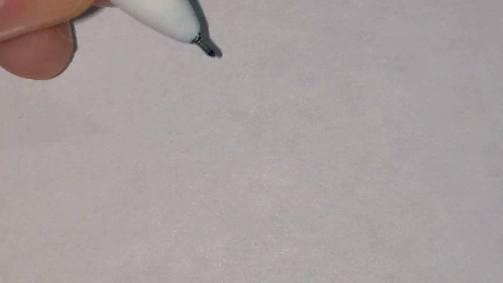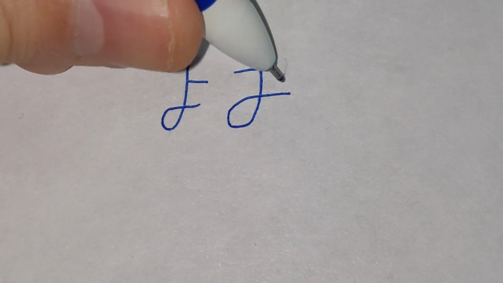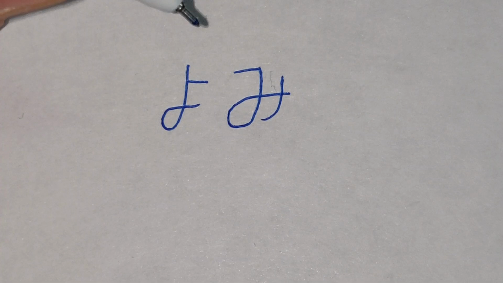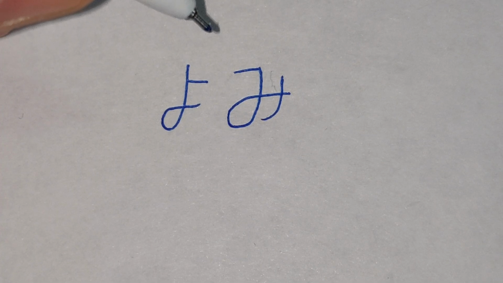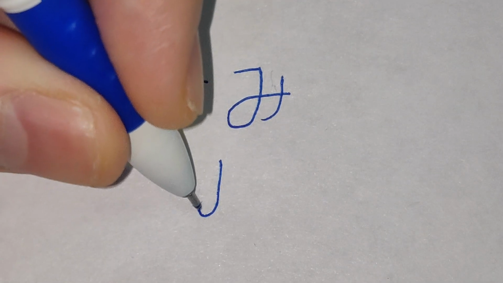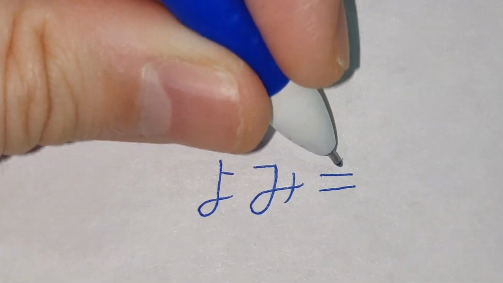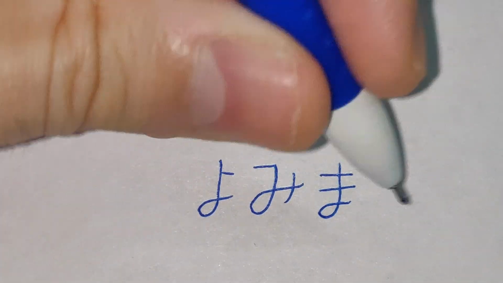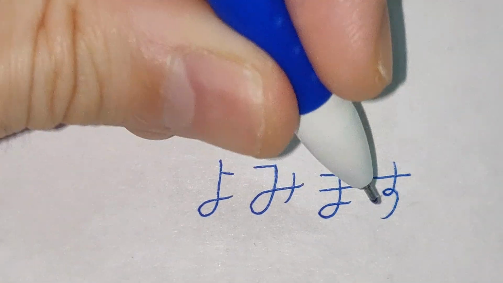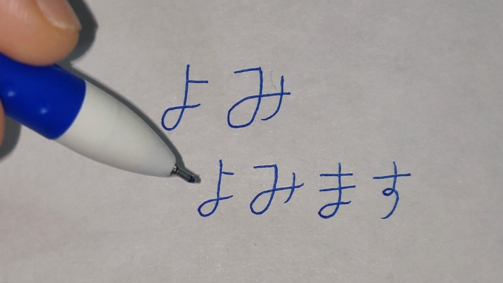Here's an example with the character yo. Yomi means reading, which you can also convert into a verb, yomimasu. Yomimasu, yomi, yomimasu.